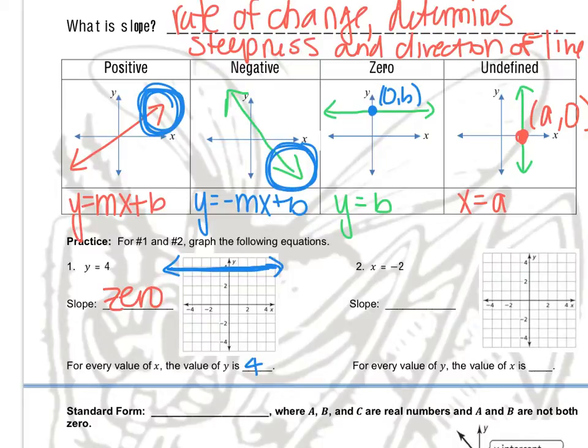And if we look at number 2, it says x equals -2. Since this equation just has x, it's only going to touch the x-axis, so it has to be a vertical line. Its graph is going to go through -2 on the x-axis. That means its slope is undefined, and that means for every y value, the x value is always -2.